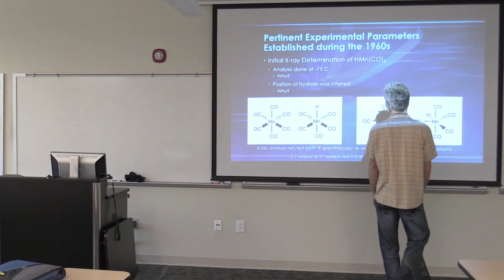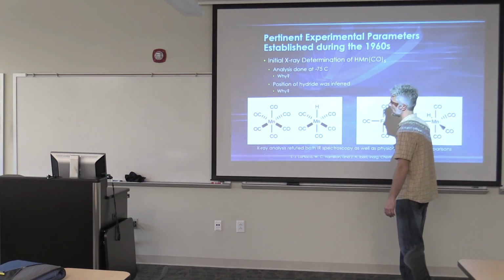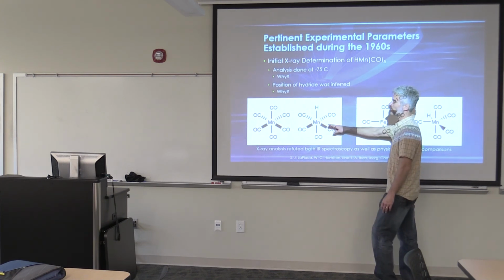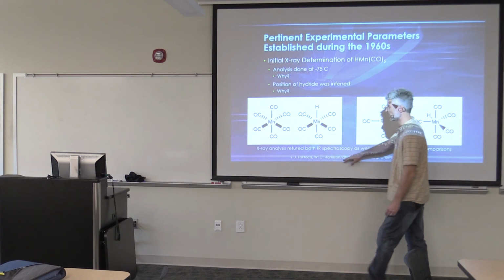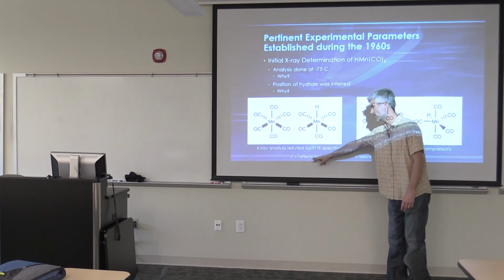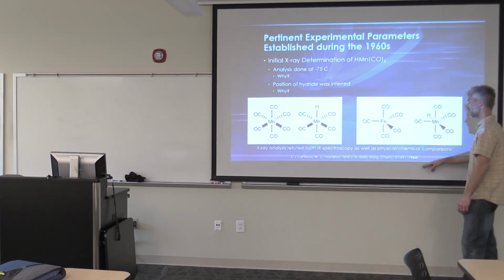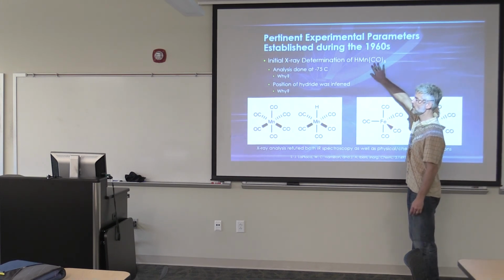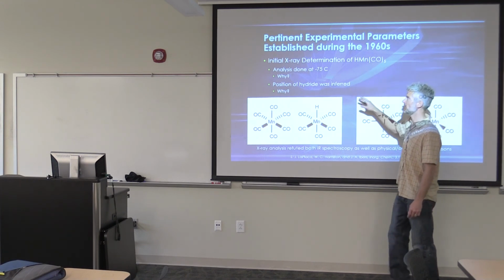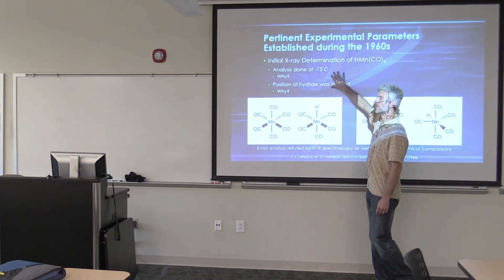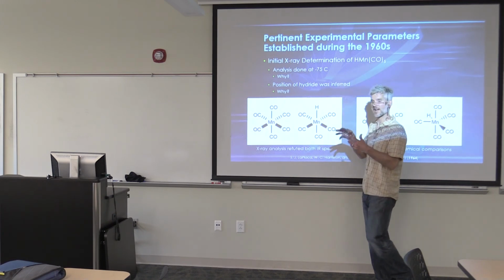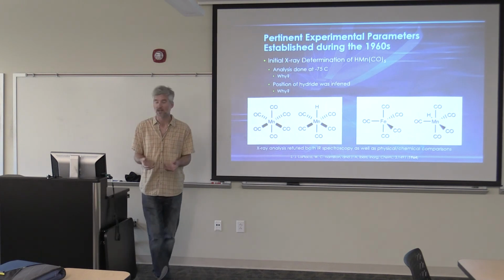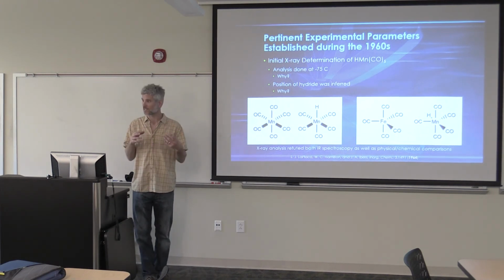This was a little bit before the Kubas paper. This work was done by LaPlaca, Hamilton, and Ibers, 64. What they were looking at again was this manganese species. There were two things going on. They did the X-ray determination, and what they found was that their X-ray structure looked like an octahedron. And the idea was an octahedron has 6 points.